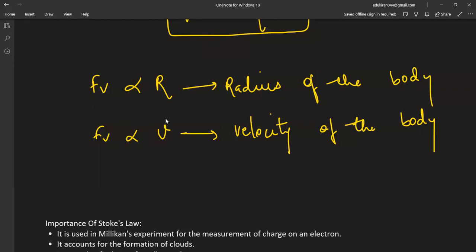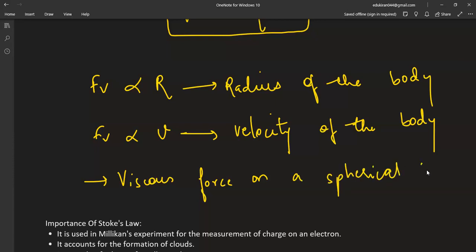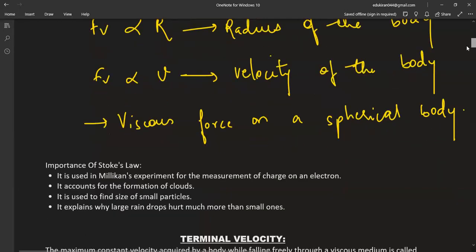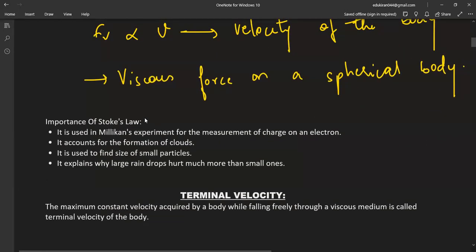Okay, class. This Stokes' law is valid for spherical bodies only. Stokes' law tells you about viscous force on a spherical body. Fine. And the constants that we'll be using are 6 pi eta. All right, so what is the importance of Stokes' law?